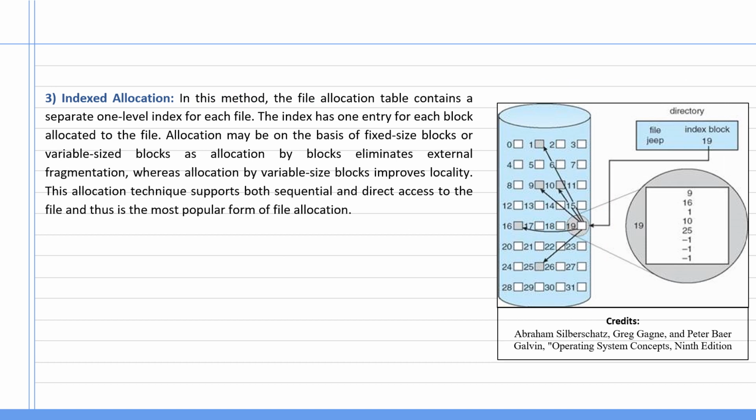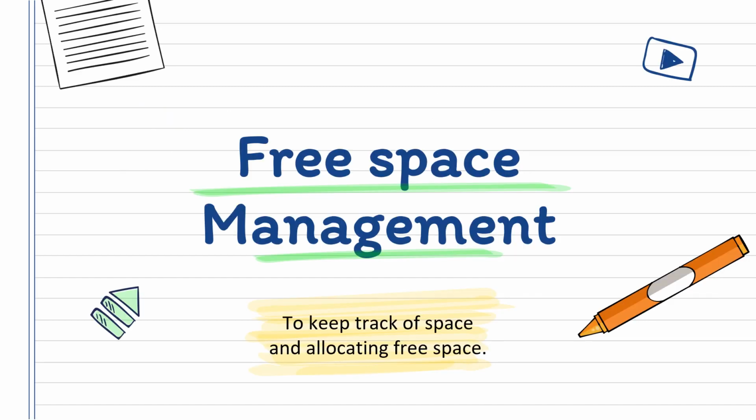Coming to the third allocation technique, which is indexed allocation. In this method, the file allocation table contains a separate one-level index for each file. The index has one entry for each block allocated to the file. Also, allocation can be done on the basis of fixed size or variable size blocks. Fixed size eliminates external fragmentation, whereas allocation by variable sized blocks improves locality. This allocation technique supports both sequential and direct access to the file, and thus is the most popular form of file allocation.